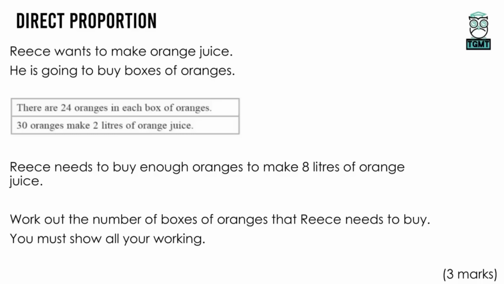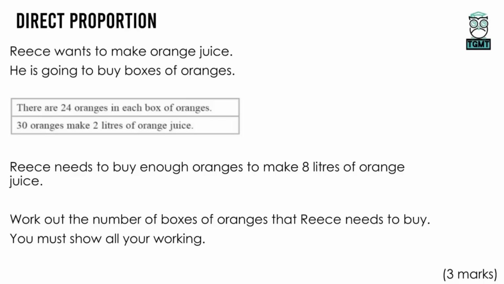Now this next question is some direct proportion. It says Reese wants to make some orange juice and he's going to buy boxes of oranges. There are 24 oranges in each box and 30 oranges make 2 litres of orange juice. Reese needs to buy enough oranges to make 8 litres of orange juice. Work out the number of boxes of oranges that Reese needs to buy.